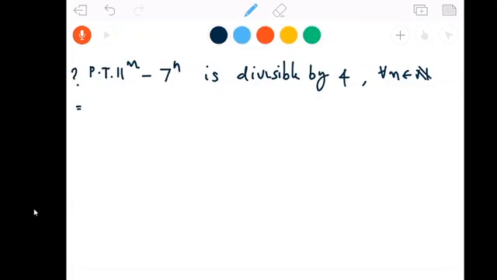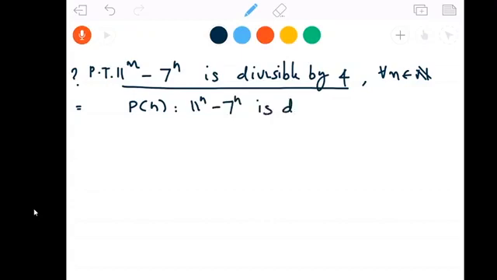So first we have to define what is P of n. P of n is a statement regarding n. So it should be a complete statement which has a truth value when we give values for n. So here what should be P of n? What you have to prove? It should be written as P of n. So P of n is 11 raised to n minus 7 raised to n is divisible by 4. This is our P of n.